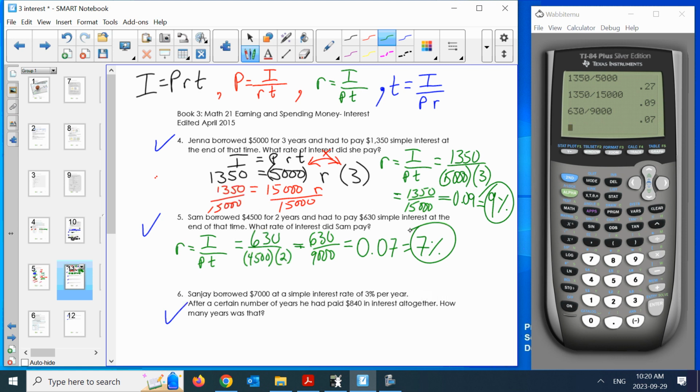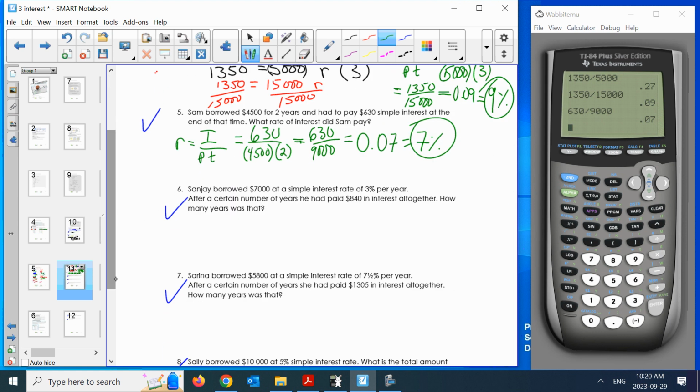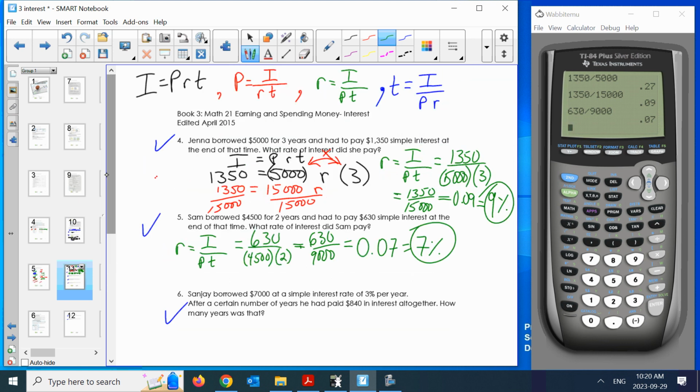Number 6. Good old Sanjay borrowed 7 grand at simple interest, 3%. After a certain number of years, he paid 840 in interest altogether. How many years was that? So this is a time one. Let's take a look. I got that one figured out. Time. Blue.